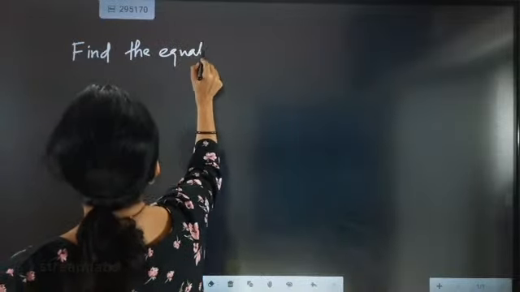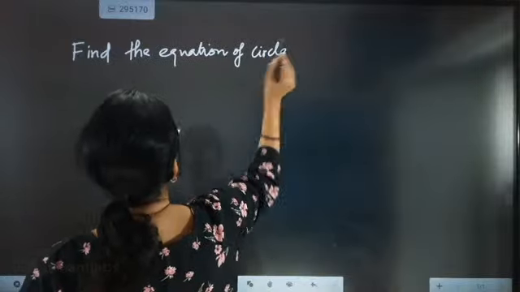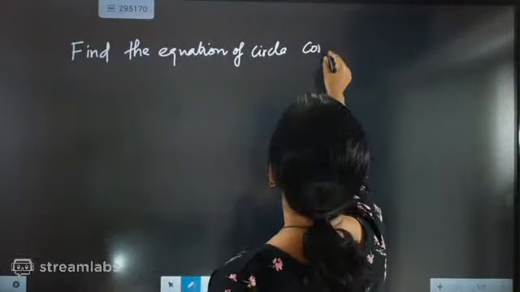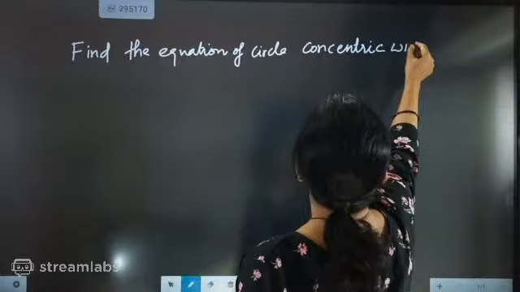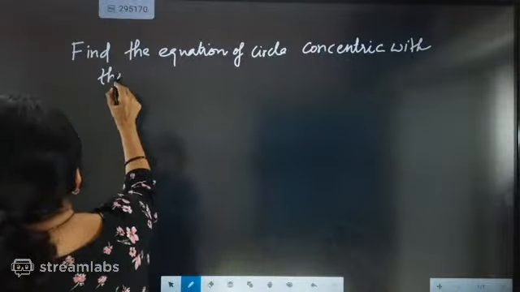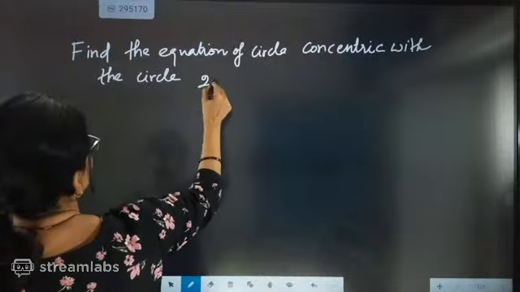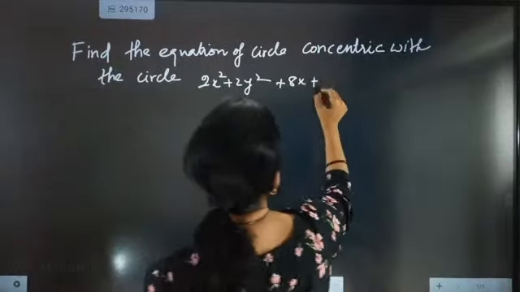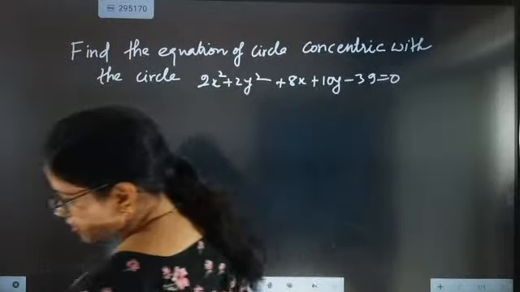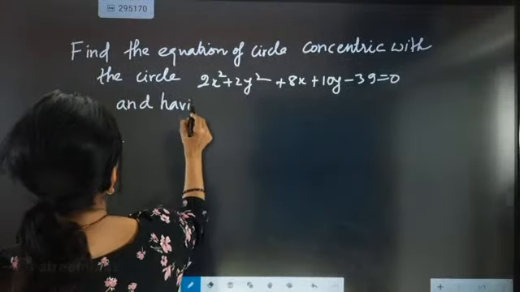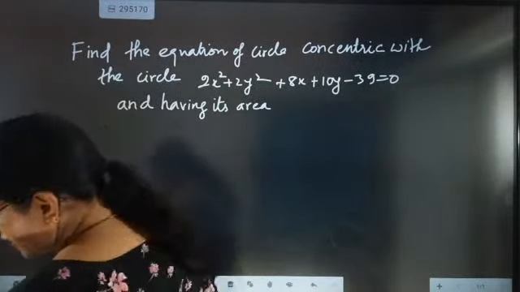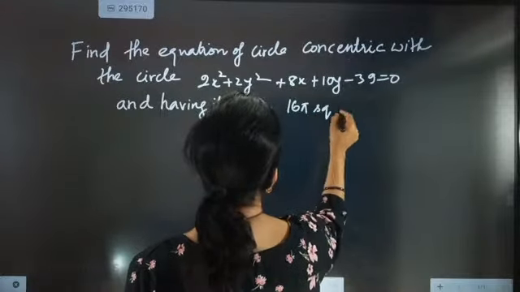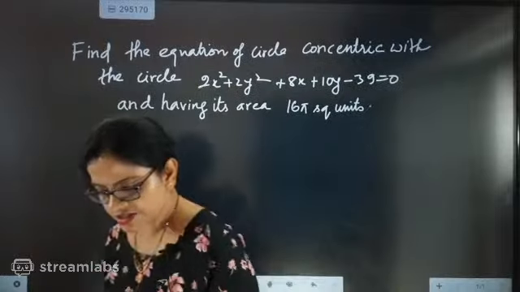Question is, find the equation of a circle concentric with the circle 2x square plus 2y square plus 8x plus 10y minus 39 equal to 0, and having its area 16 pi square units.